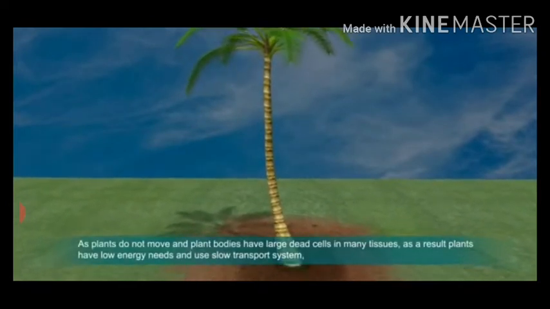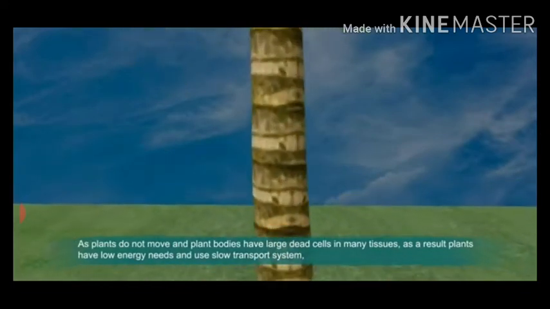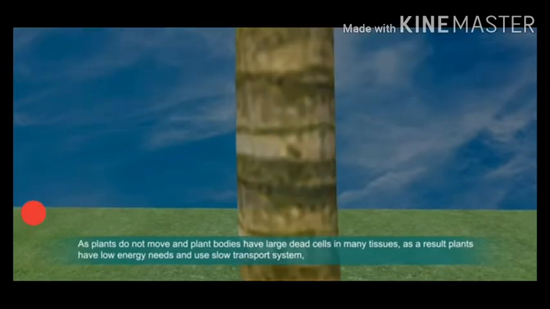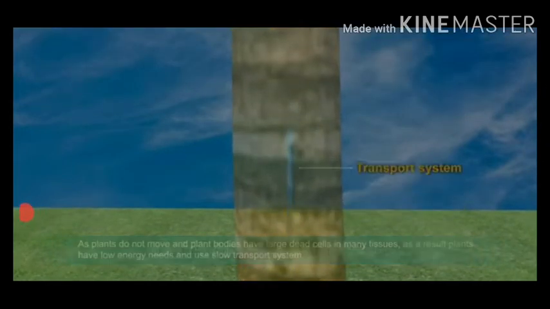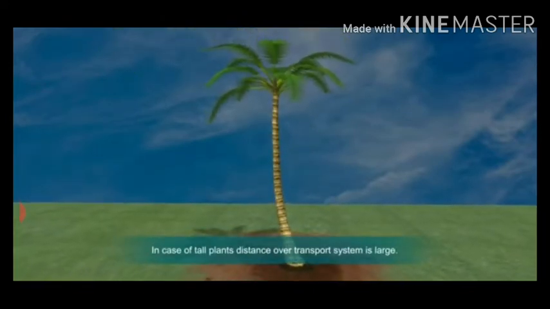I have told you that plants have a slow transport system, as plants have a large number of dead cells in many tissues. The plants have low energy needs. So in tall plants, the distance over which the transport system works is large.